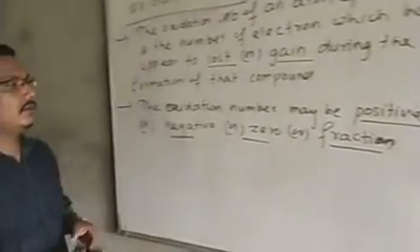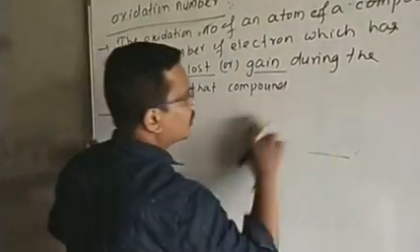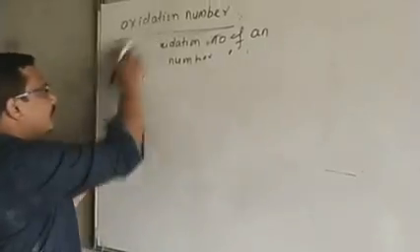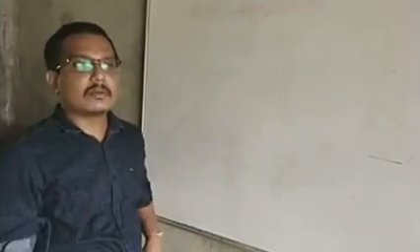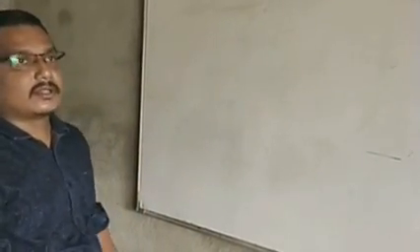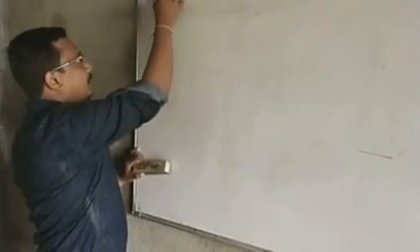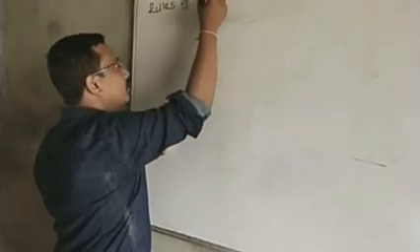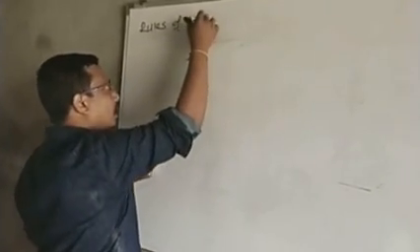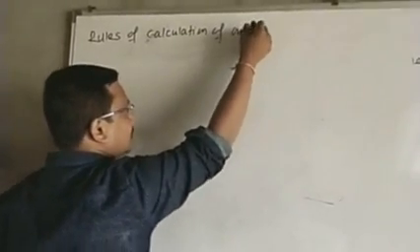Clear? Now we discuss the rules of calculation of oxidation number. How can you calculate the oxidation number of an atom in a compound? For the calculation of the oxidation number of an atom, generally we follow some rules. So now let me discuss the rules of calculation of oxidation number.